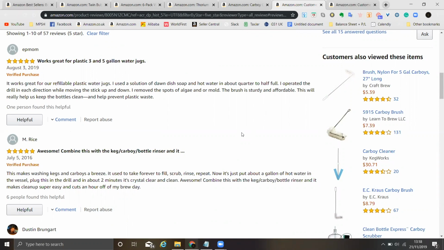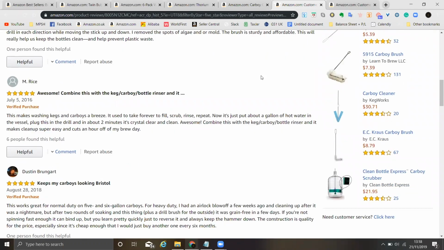like about this product? Well, it says here, works great for refillable plastic water jugs. Brush is sturdy and affordable. So again, a sturdy and affordable brush, that's an important feature you would want to make certain that you mention in your title, in your listing, etc. What else we got in the second one? So it makes washing kegs and carboys a breeze. So that's obviously a feature.